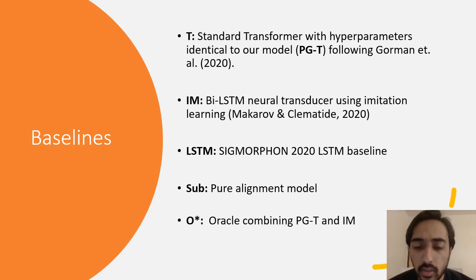We then have a LSTM baseline from SigMorphon again. We have sub, which is a pure alignment model that uses Giza++ directly, where we feed in the source input to Giza++ and observe the target output that it gives without using any neural learning technique. We finally have an oracle that combines the best of PGT and IM.